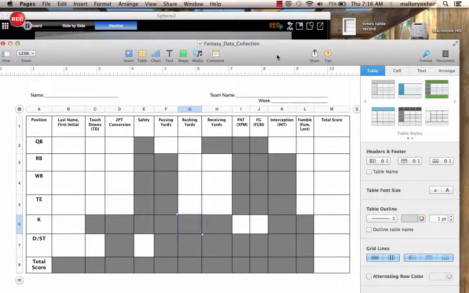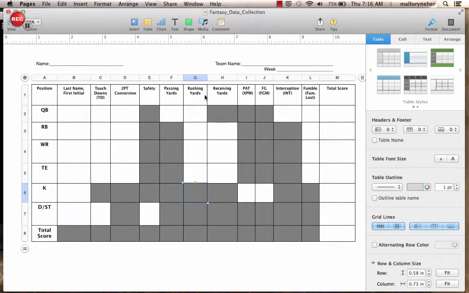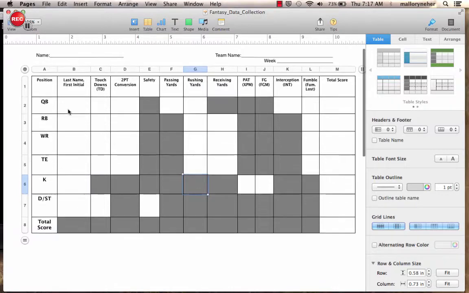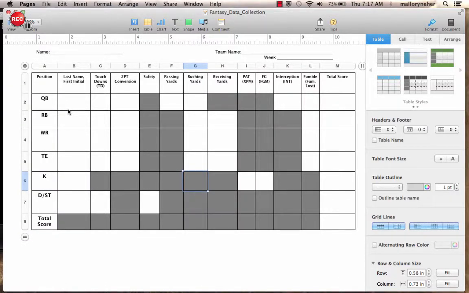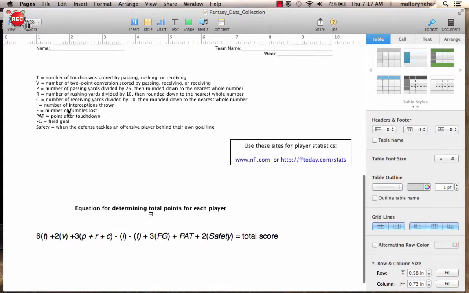Alright, hi everyone. We're going to do a video on how to do our fantasy football data collection, and I'm going to run you through just some of the basics. So here is the sheet that you were given by me in class, and it's basically a spot for you to record your roster and tally up your score. It's 2 pages. The front page has your roster, and the back page has the information on how to get your scores.